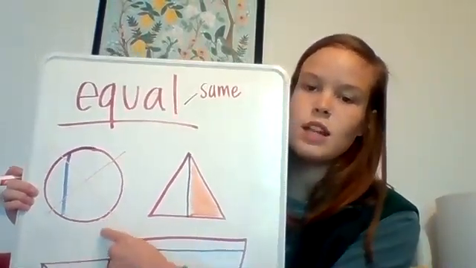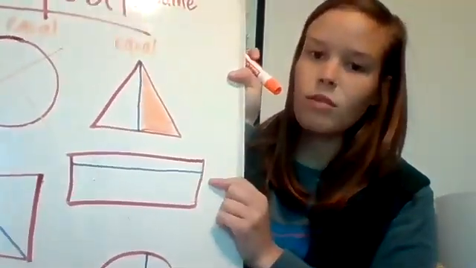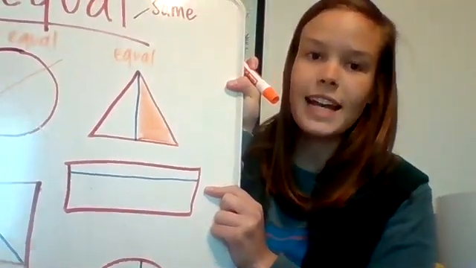So we said that one was not equal here, and we'll write it on top too. So we'll say not equal, and then equal.